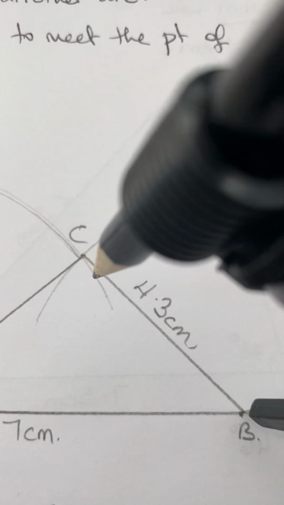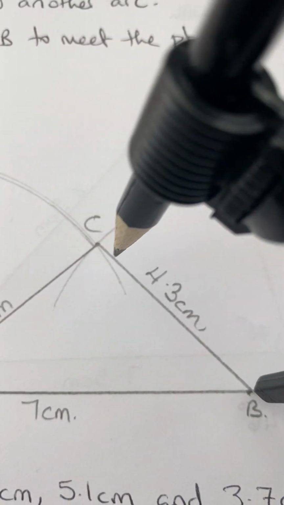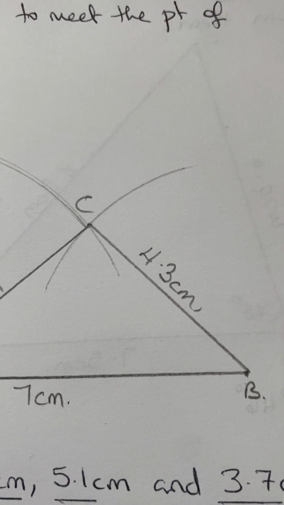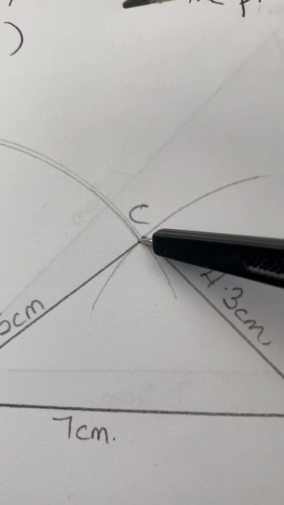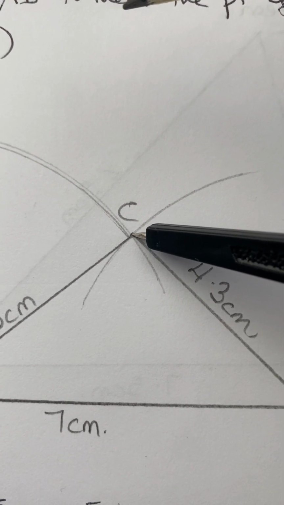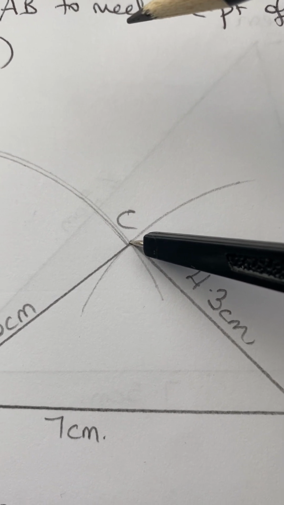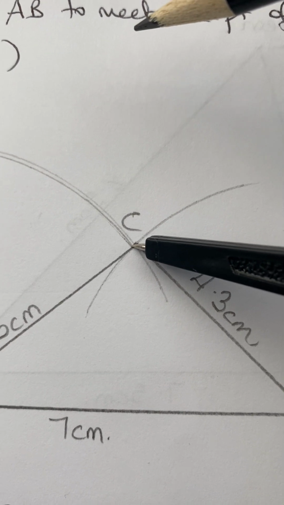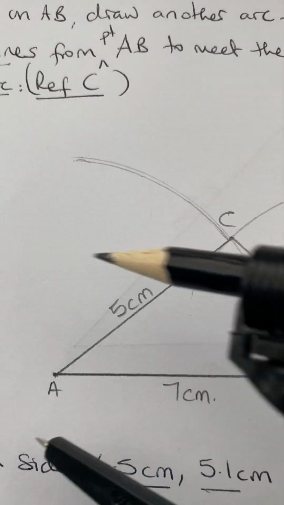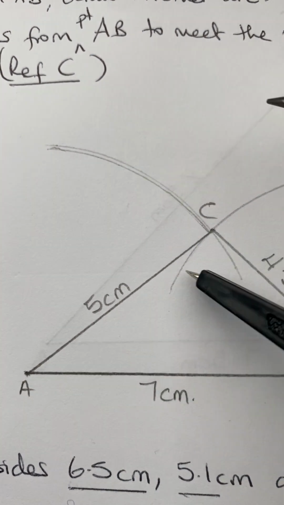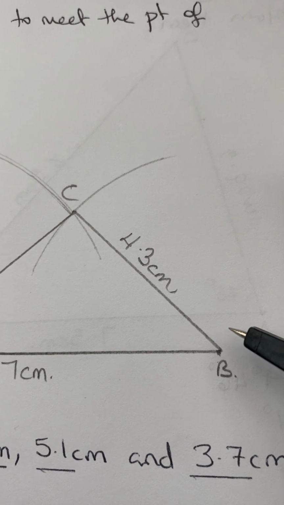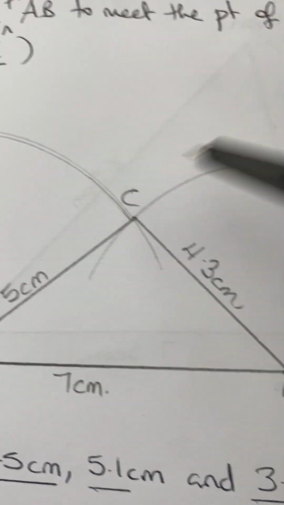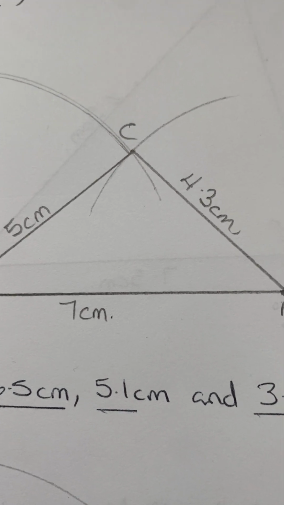With B as my reference point, draw a second arc. The point of intersection C, okay, there, is where the two lines will meet. So I'll draw a line from A to C, and then from B to C. So I've constructed my triangle.